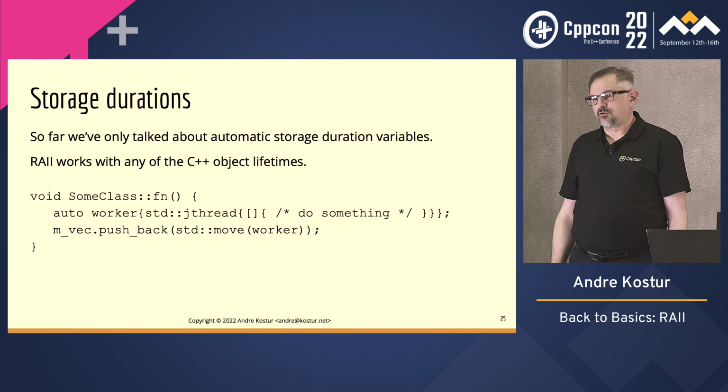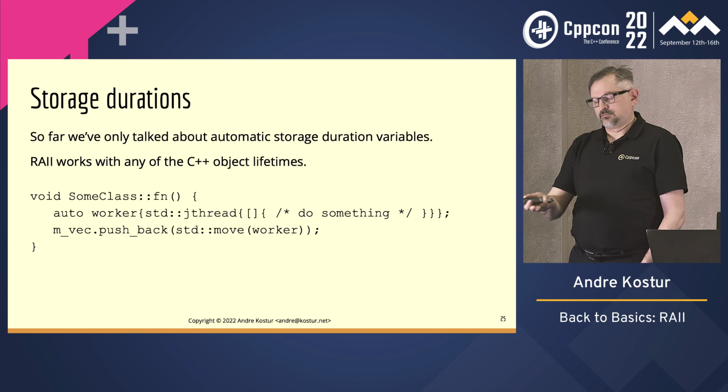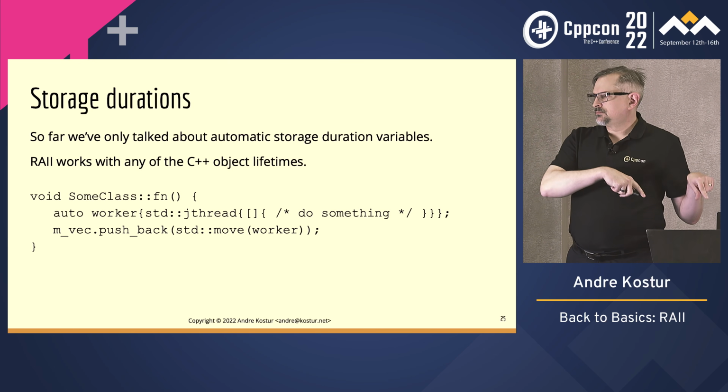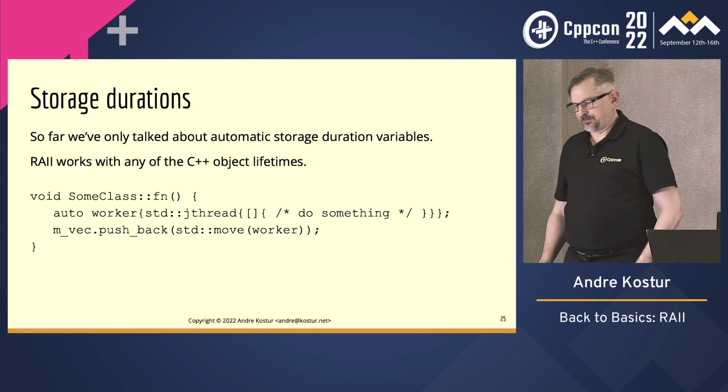Now, speaking of storage durations, food for thought, you could do RAII with dynamic storage duration. But of course, that leads to the question that if you're doing a new of a std::jthread, who's now responsible for that memory? So of course, you need to put that into an RAII. Let's not go there.